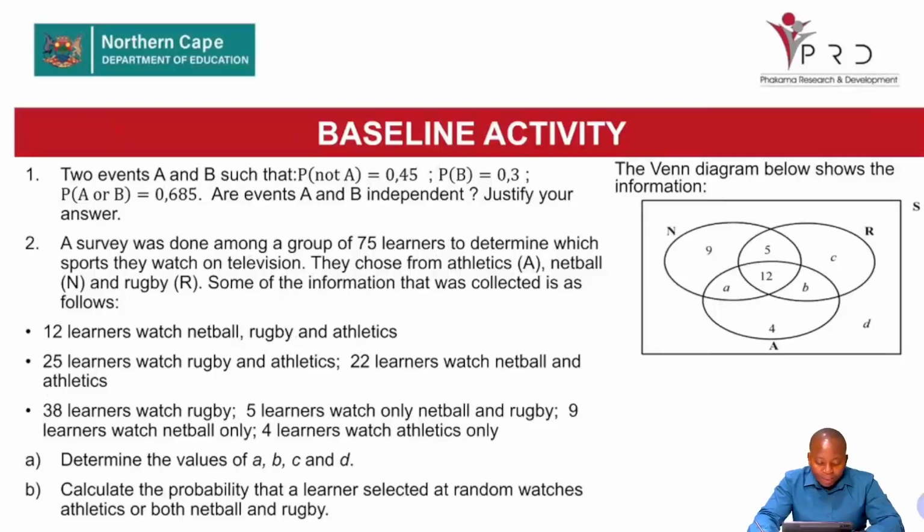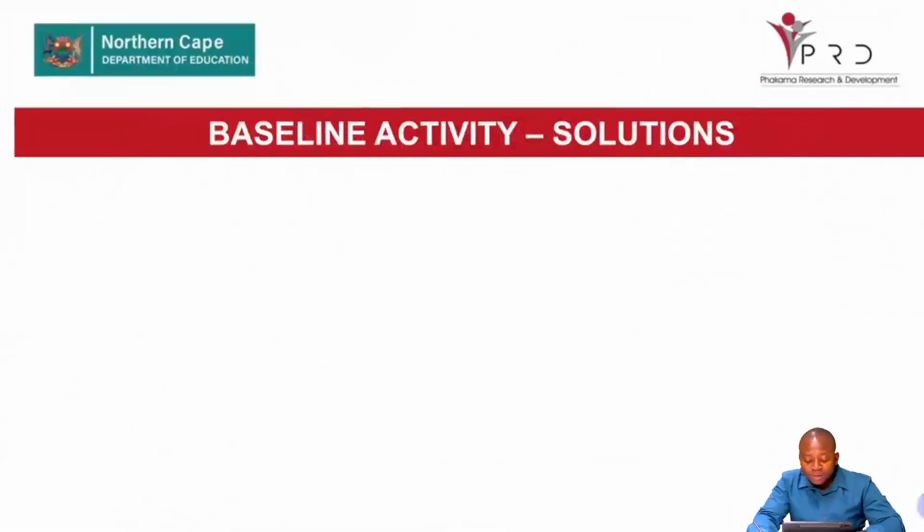Right. Welcome back, grade 11s. Now, let us discuss the solutions to this activity. Number one, we are told that two events A and B are such that the probability of A is equal to 0.45 and the probability of B is equal to 0.3. The probability of A or B is 0.65. Are the two events independent? Justify your answer.